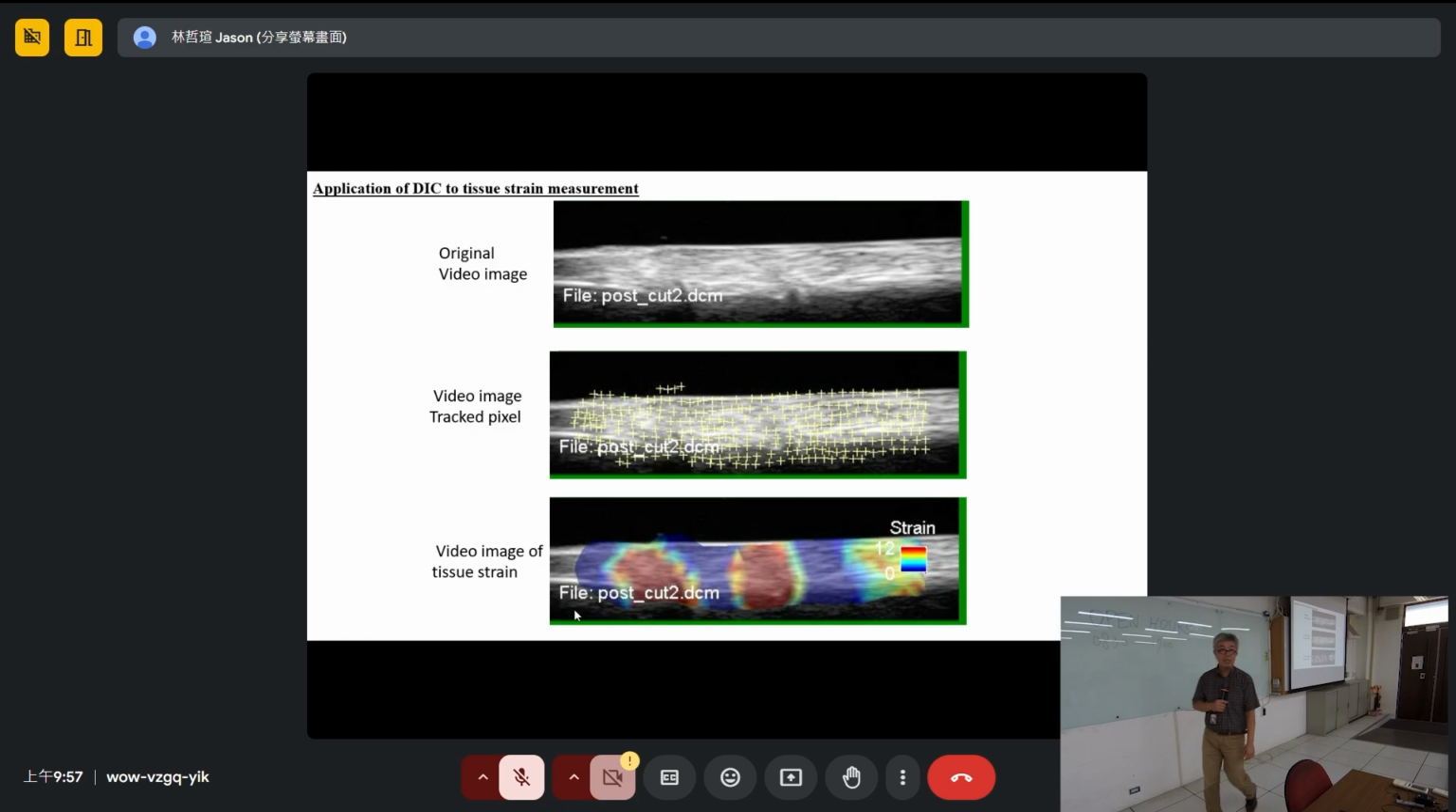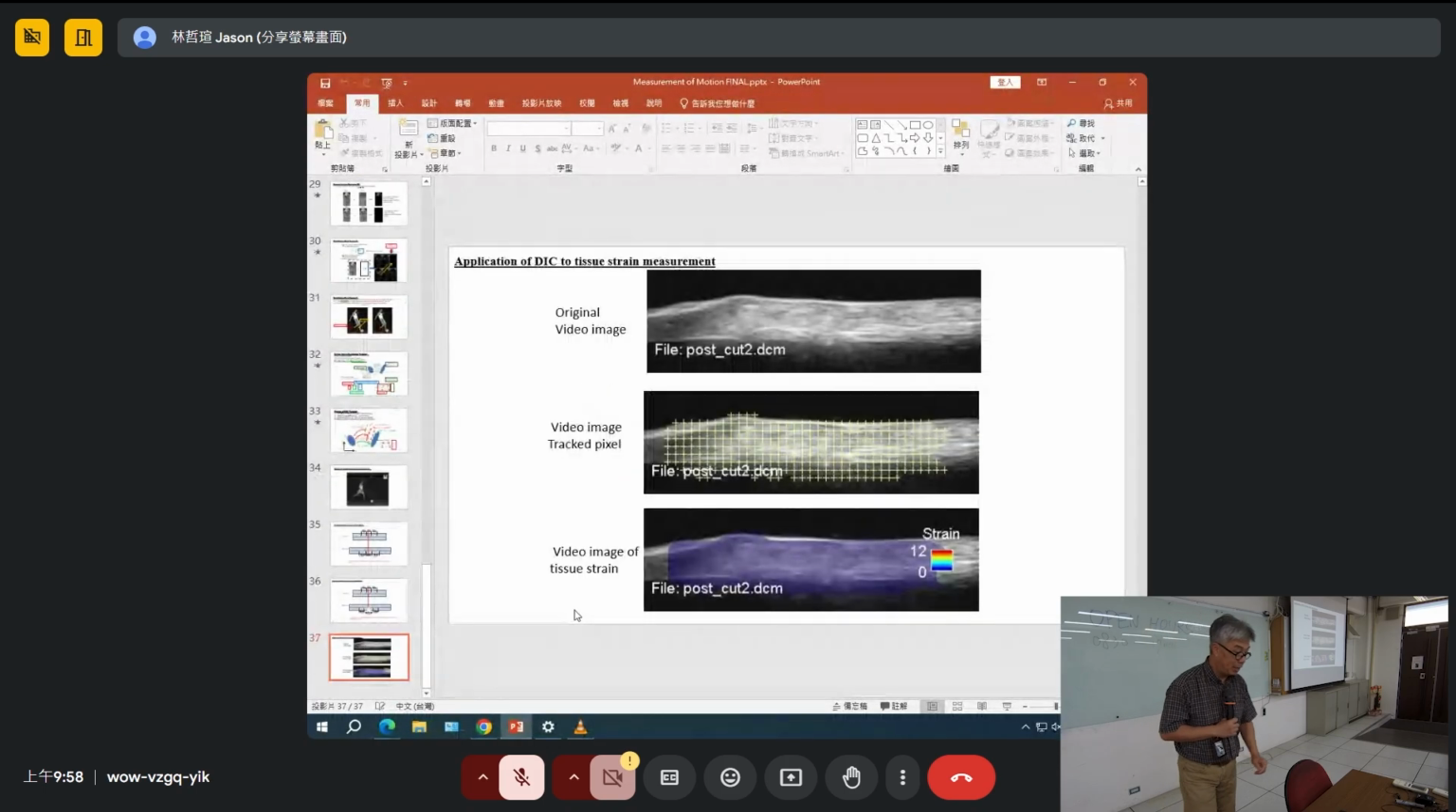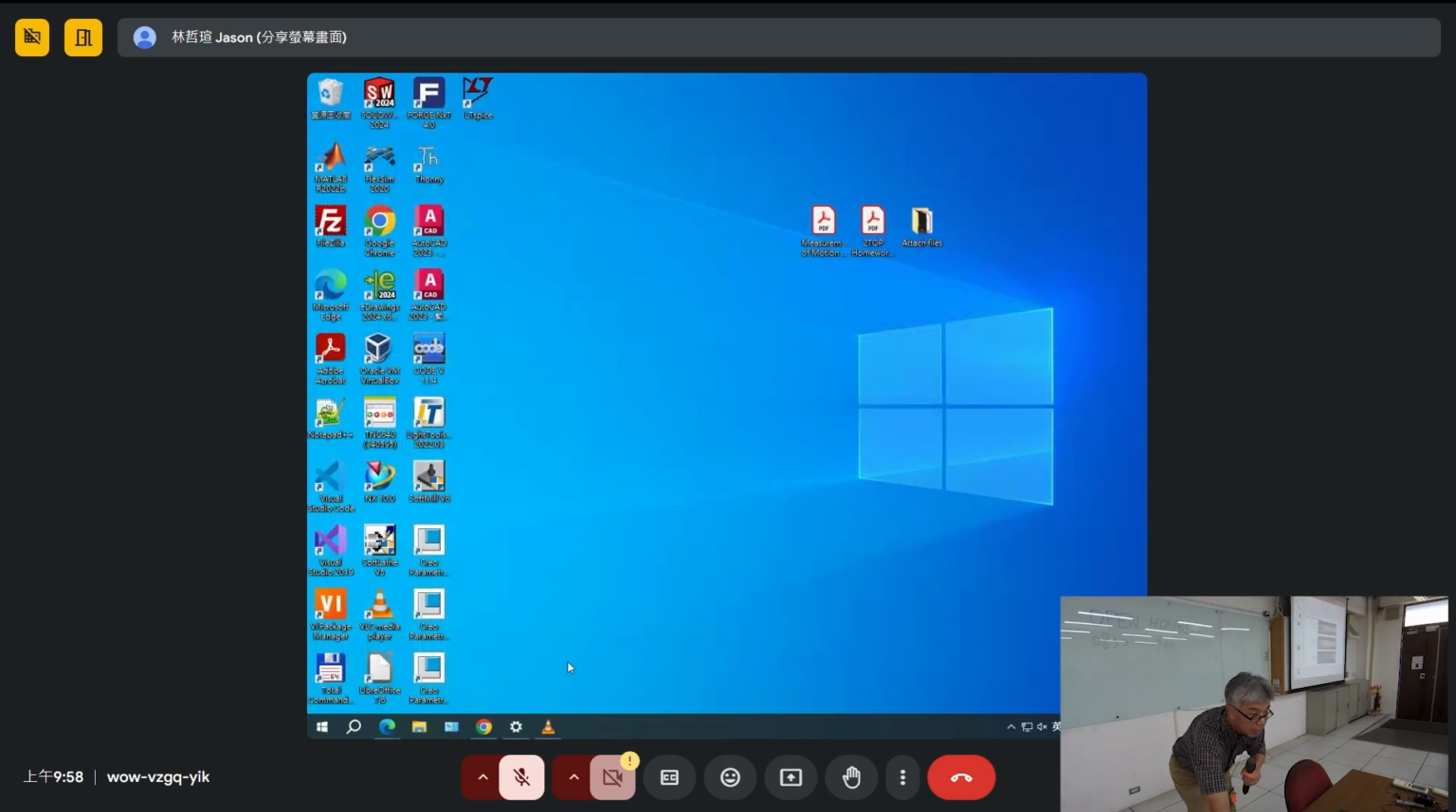Good. So this is an example of what can be done if you know how to apply computer vision based motion tracking. All right. Okay. Then I think I have to show you the software, right? Okay.